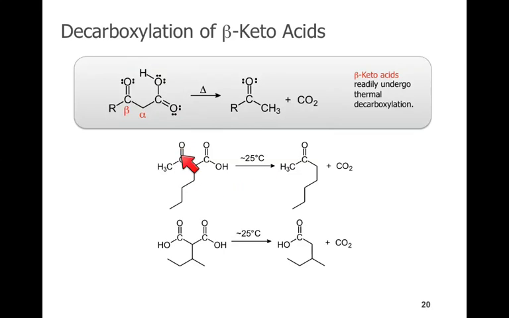So here's our ketone. This is the alpha position, that's the beta position. Simply allowing this to come up to room temperature, and it spontaneously decarboxylates. Not only do beta-keto compounds decarboxylate, but beta diacids do too. So we have a carbonyl here, it just happens to be a carboxylic acid. We have another carboxylic acid over here. Allowing this to come to room temperature, it spontaneously decarboxylates. In this case, we end up with the carboxylic acid.